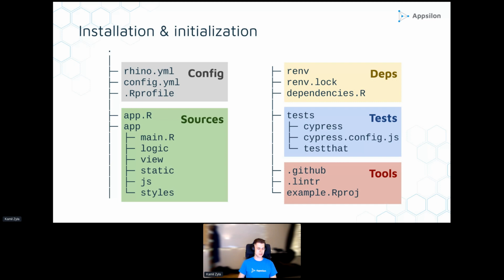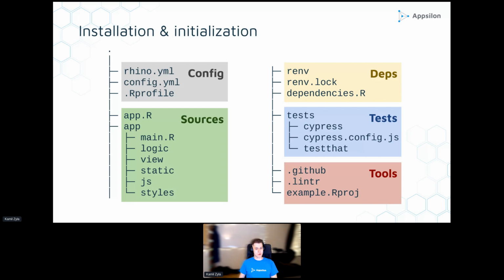Let's start with config. So rhino.yml is a file which contains Rhino-specific configuration. config.yml is a file which you can use for your own configuration if you are running your application in multiple environments, right? Like development environment, production environment. This is where such configuration can go. .Rprofile is for settings which are sourced each time you launch a new R session.